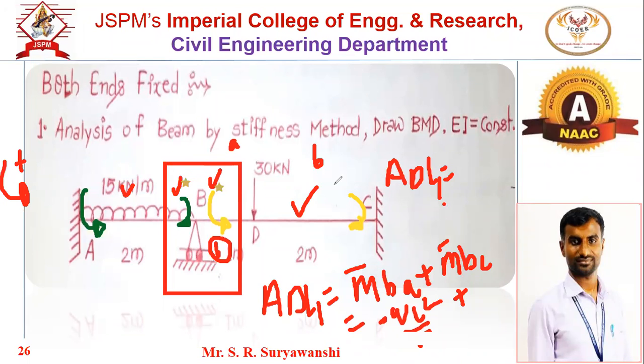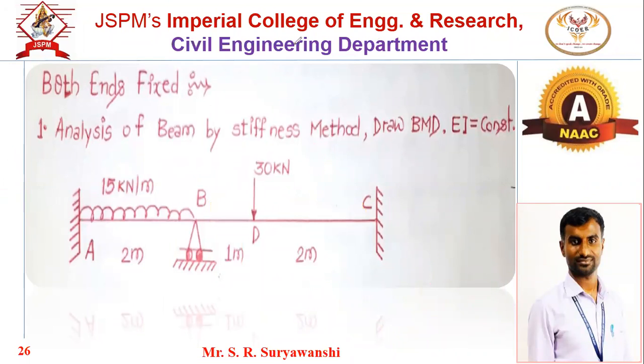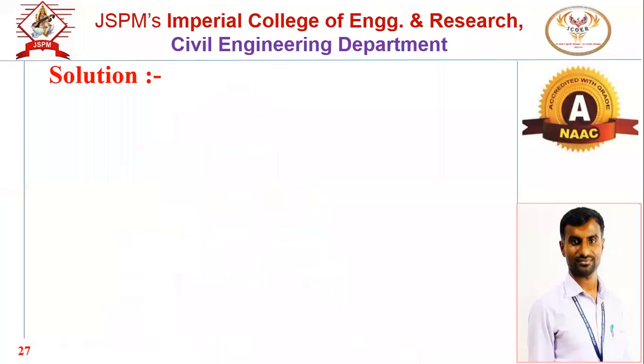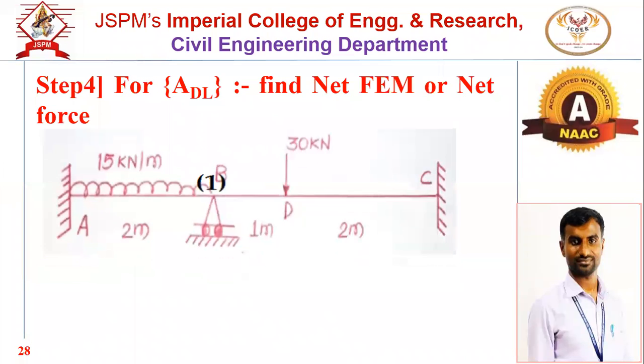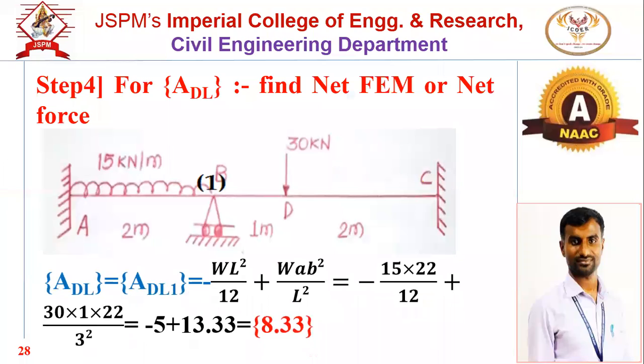WAB square. Very good. WAB square by L square. Correct, WAB square by L square. So this is the fixed end moment formula for eccentric point load. Now put the corresponding values of W and L and find out what is ADL1. Clear? So for ADL1, we have to get the net fixed end moment at node 1. So if you solve, what we get here is the value of ADL1.